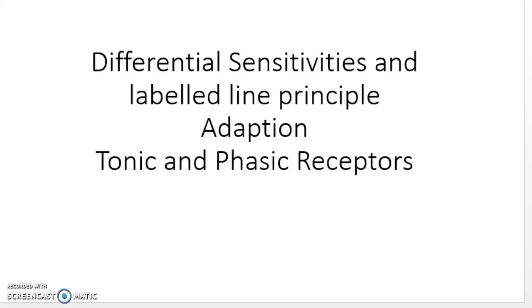So guys, in today's video we're going to be talking about receptors. We're going to talk about receptor potential, generator potentials, and we're going to be mainly talking about the differential sensitivities versus the labeled line principle. In addition to that, we're going to be talking about adaptations, and tonic and phasic receptors. So let's get into it.